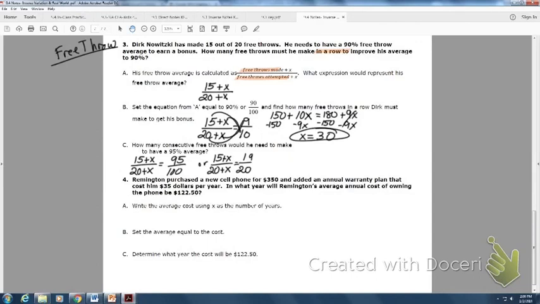Alright, number 4. This is not one of those free throw problems. This is finding the average. Setting up to find the average of some kind of item is usually what this talks about. I don't really have a name for these kinds of problems, but a lot of this is just setting it up to find the average of the cost of something as time goes on, really.